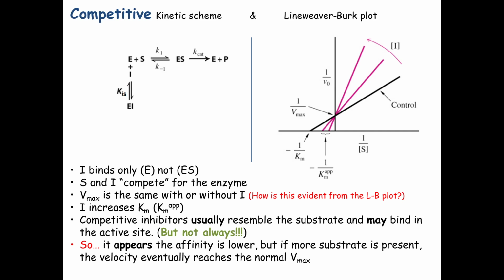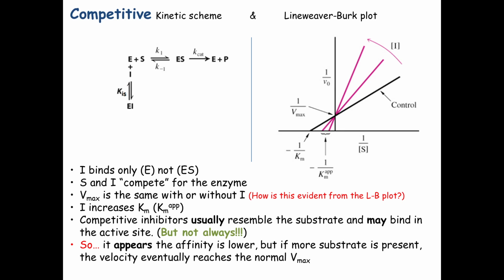That gives me the maximum amount of ES that could be possible. Right? And that means that's as fast as this thing could make a product. Right? So if I throw an infinite amount of substrate at it, that's as fast as it can go. That's much like what we said before, where it approaches a maximum speed. That's the V max. That's what we're calling it.